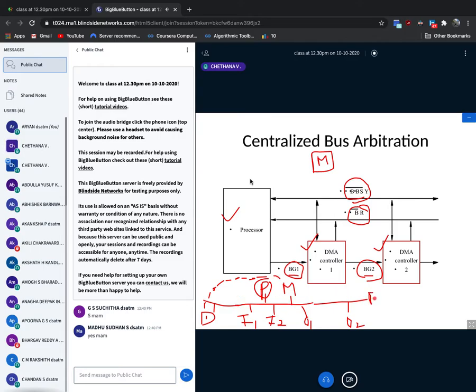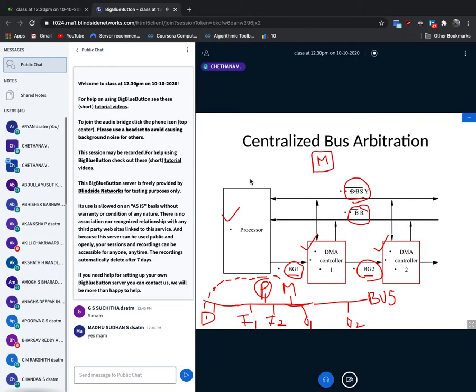This is bus actually. Bus means what? The cable used to transmit data. Okay, so this bus is under the control of the processor. Only the processor is the owner of the bus. He can give permission to other devices to use it. That's all. He is the real owner.